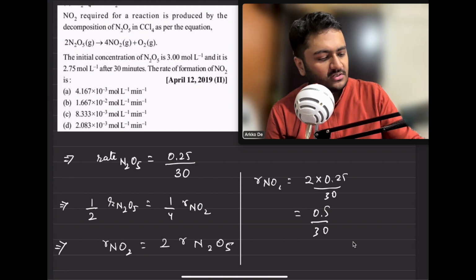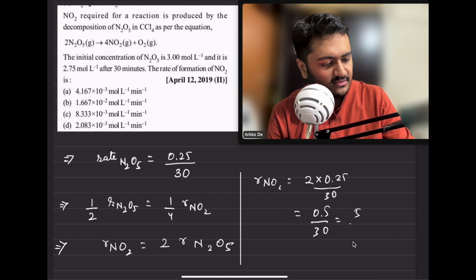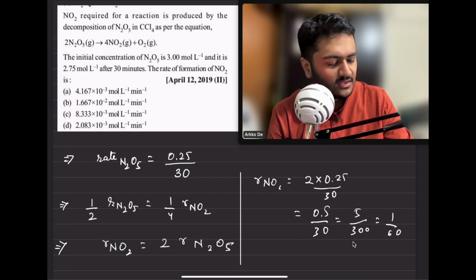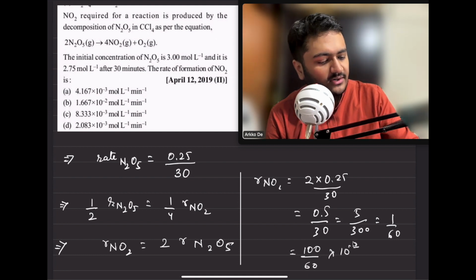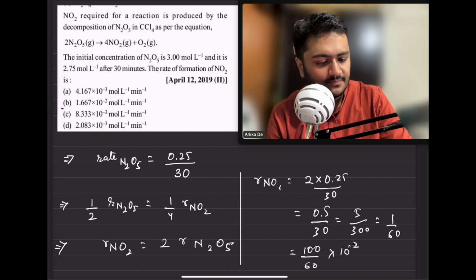Now it should be 5 by 300, which is nothing but 1 by 60. 1 by 60 is roughly, if I take it as 100 by 60 into 10 raised to power minus 2, 100 by 60 is roughly 1.67. So the answer should be B.